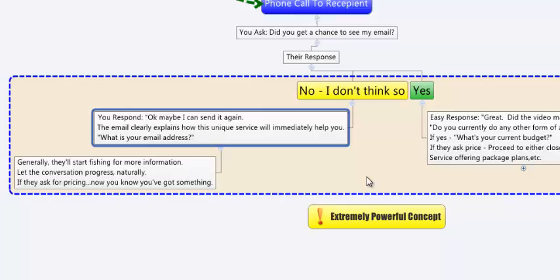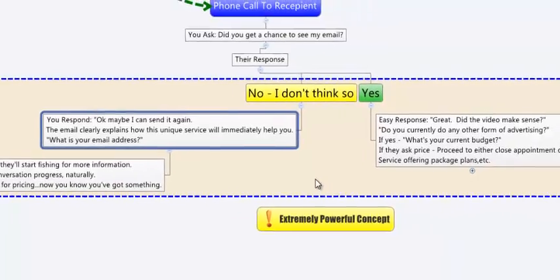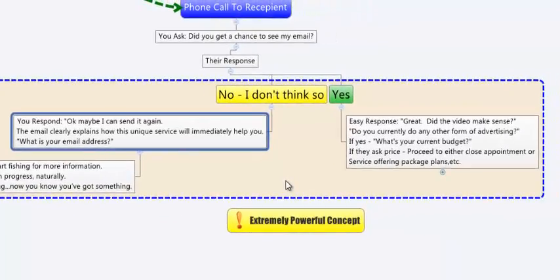I saw something, but maybe you can explain it a little bit. I looked at it briefly. Oh, yeah, this is what you want. Now, if they say yes, the whole tone of the conversation is a whole different kind of conversation. If you say, hey, did you get a chance to see my email? And they say, oh, yeah, it's so weird, I'm looking at it right now. It's great. Did the video, or whatever it is that you send, make sense?